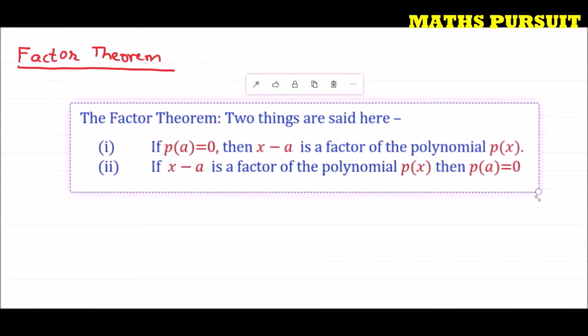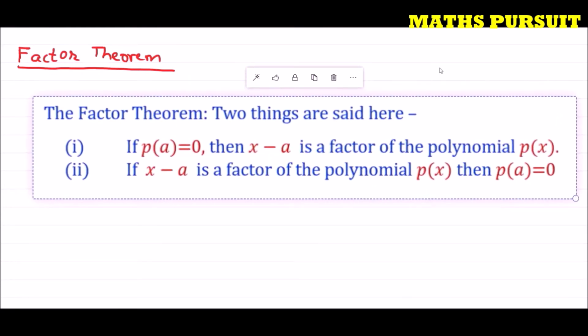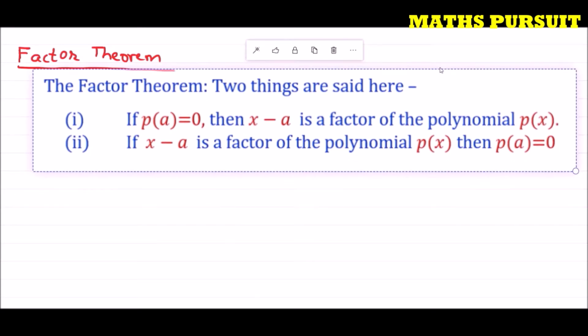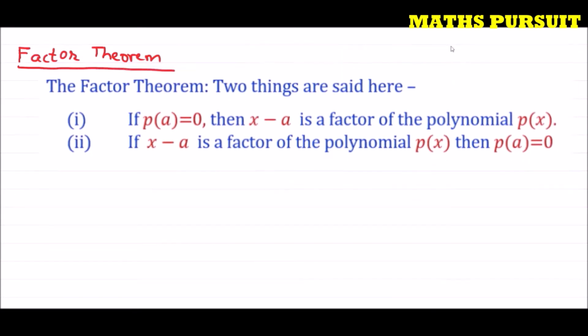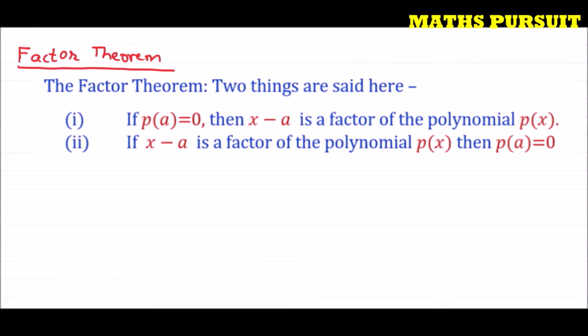What does the theorem say here? The factor theorem says two things. One is if Pa is equal to 0, then x minus a is a factor of the polynomial Px. And the second thing, if x minus a is a factor of the polynomial Px, then Pa is equal to 0. So vice versa. If Pa is equal to 0, then x minus a is a factor of Px. If x minus a is a factor of Px, then Pa is equal to 0.